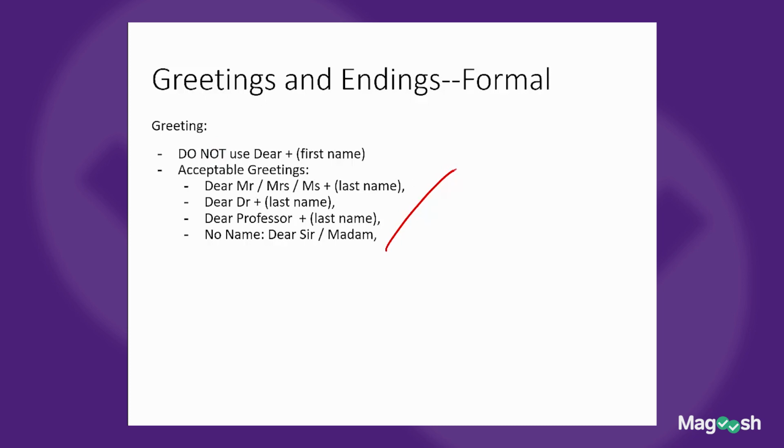So they may give you the last name of the person. So you could write Dear Mr., Mrs., or Ms., and then the last name of the person. You could use a title if one is provided, like Dear Doctor or Dear Professor, okay? If there's no name provided in the prompt, you should use something like Dear Sir or Dear Madam, okay? So those are ideas for greetings for these formal letters.